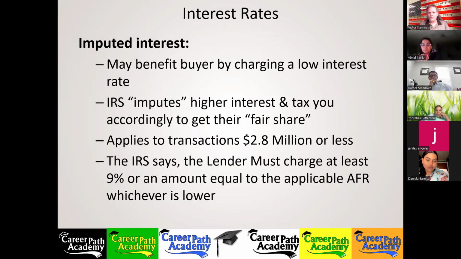So if the applicable federal rate is 2% and the lender wants to make 2% off of lending you money, they have to charge you 4%, because the cost of the money that they're lending to you is 2%. Now, why does a lender have a cost to lending you money? Well, because lenders are members of a central bank.